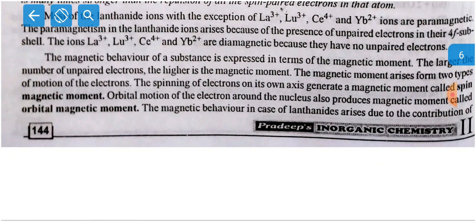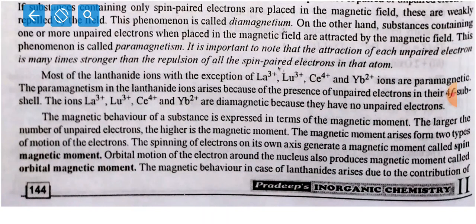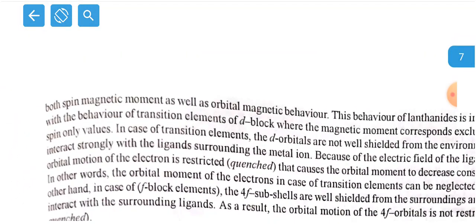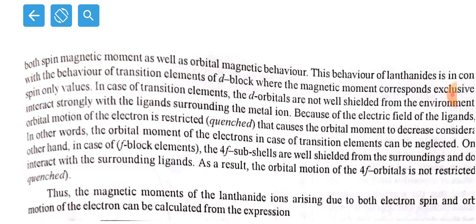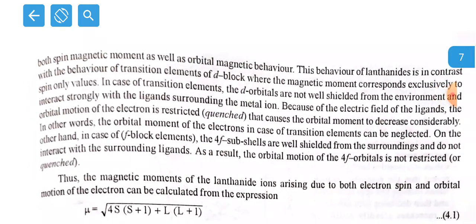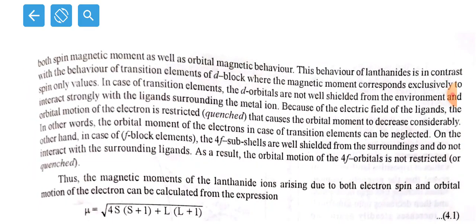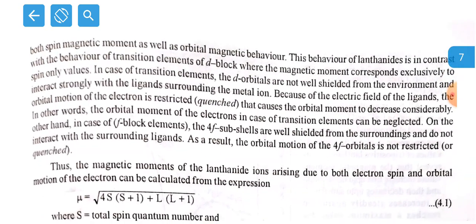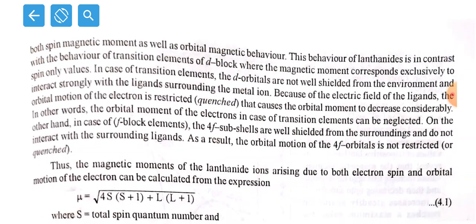The magnetic behavior of a substance is expressed in terms of magnetic moment. The larger the number of unpaired electrons, the higher is the magnetic moment. The magnetic moment arises from two types of motion of the electron. The spinning of an electron on its own axis generates a magnetic moment called spin magnetic moment. Orbital motion of the electron around the nucleus also produces a magnetic moment called orbital magnetic moment. The magnetic behavior in the case of lanthanoids arises due to the contribution of both spin magnetic moment as well as the orbital magnetic moment. This is in contrast with the behavior of transition elements of the d block, where the magnetic moment corresponds exclusively to spin-only values.